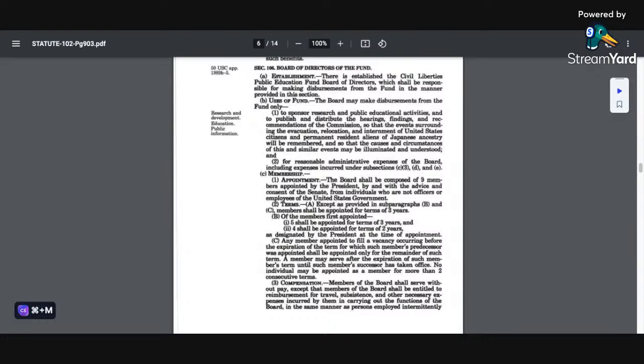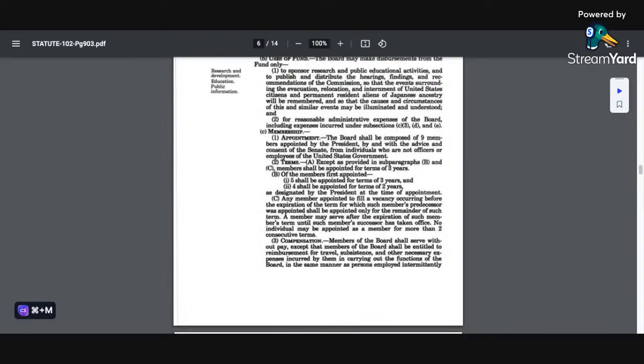To sponsor research and public educational activities, and to publish and distribute the hearings, findings, and recommendations of the Commission, so that the events surrounding the evacuation, relocation, and internment of United States citizens and permanent resident aliens of Japanese ancestry will be remembered, and so that the causes and circumstances of this and similar events may be illuminated and understood. And 2. For responsible administrative expenses of the board, including expenses incurred under subsection C3, D, and E.